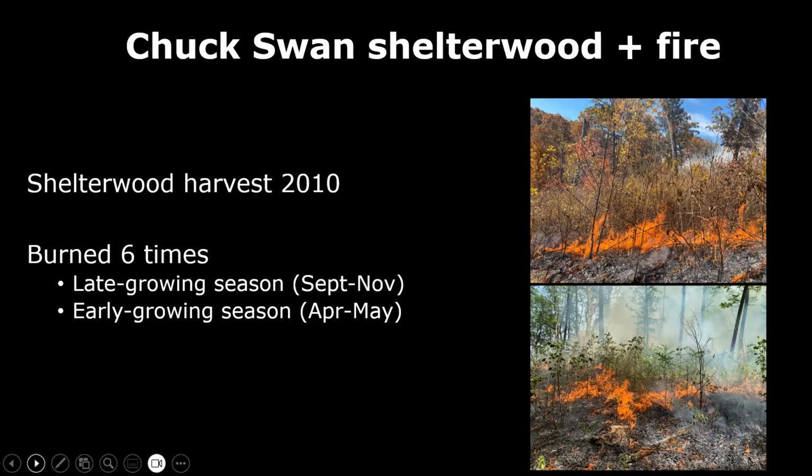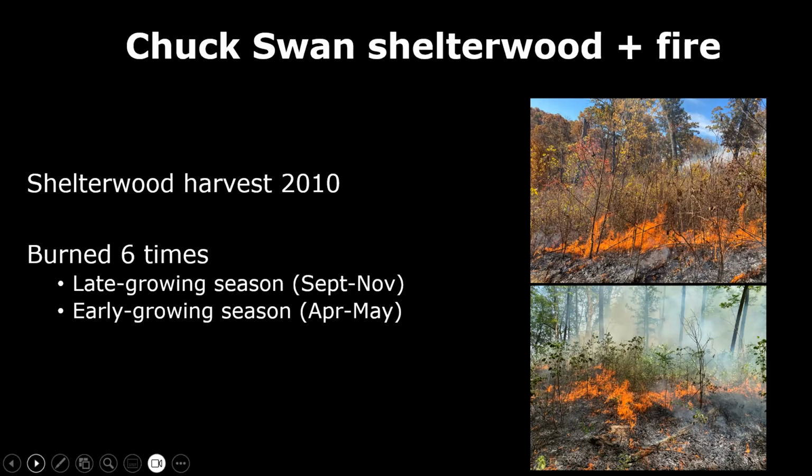This is the Chuck Swan Shelterwood and Fire Project. This is a project on Chuck Swan State Forest and Wildlife Management Area, which is north of Knoxville. And this was implemented first in 2010. We followed up a shelterwood harvest. We'll now call it a shelterwood with reserves because we have not taken all the overstory. There's still 50 to 60 square feet of predominantly oak and hickory remaining in these stands. And we followed that up with burning.